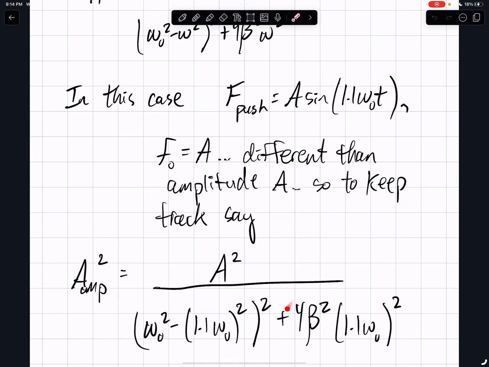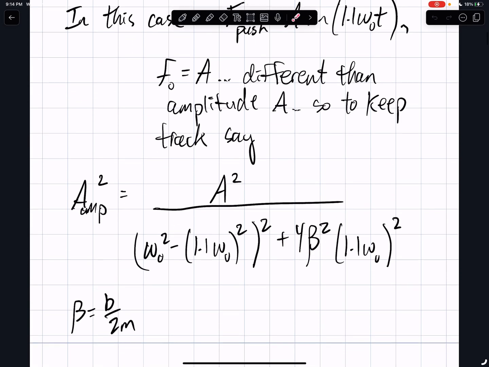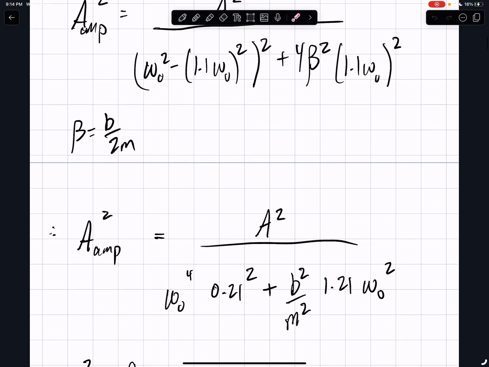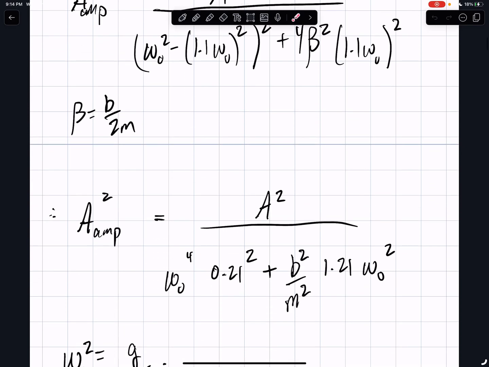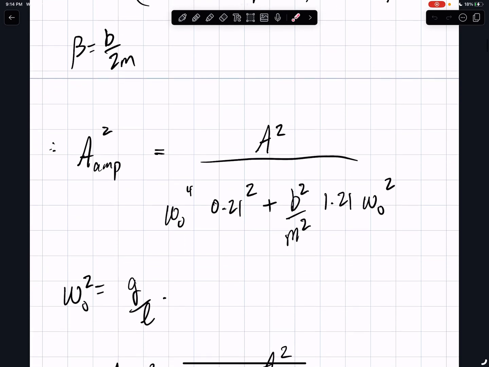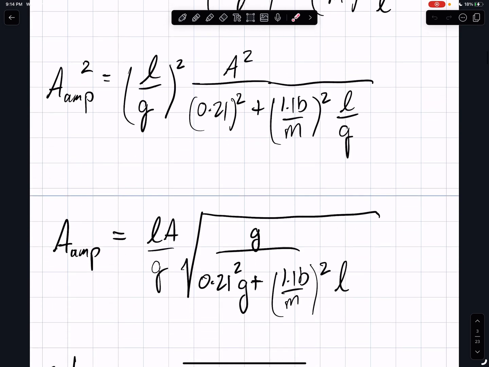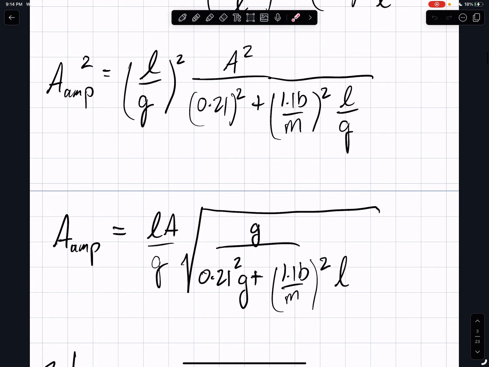Beta is the damping factor, and it's equal to the damping coefficient divided by 2m. So beta equals b over 2m for any damped system in a second order differential equation, and you can plug those numbers in and you get an expression for the amplitude. Now omega squared is g over L, so plugging those in as well, you can find the amplitude as a function of g and L and the mass and the damping. So it should look about right.